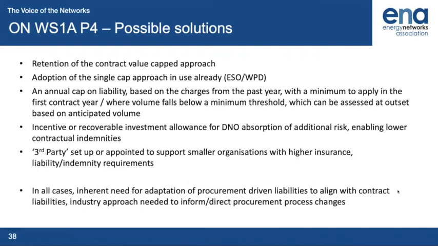We could look at an annual cap on liability based on charges from the past year with a minimum to apply. That can then be assessed at the outset based on what our anticipated volumes for the use of that service are. We did mention, of course, that at the moment there is a certain amount of DNO absorbing additional risk already, and reflecting that might be the best route forward. So we did raise the point of whether there are potentially incentives or recoverable investment allowances for DNOs that would enable us to absorb more of that risk moving forward.